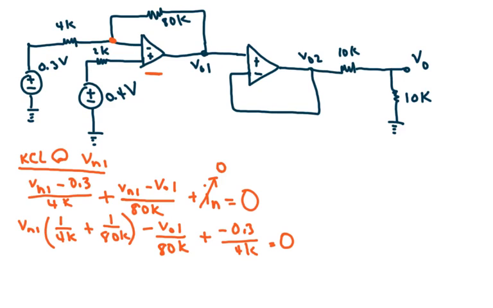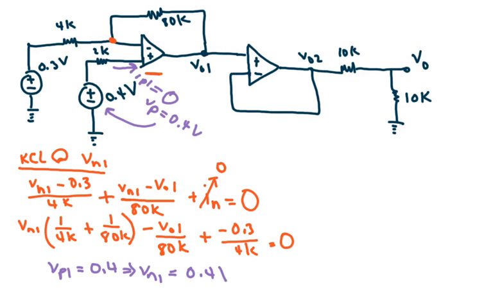Now, the other thing that we know is that your current here equals 0. So if that current equals 0, that means our voltage going into that terminal will be equal to 0.4 volts coming from that source right there. So if Vp equals 0.4, then we know that Vn equals 0.4 volts. So we can use that to further simplify our equation.